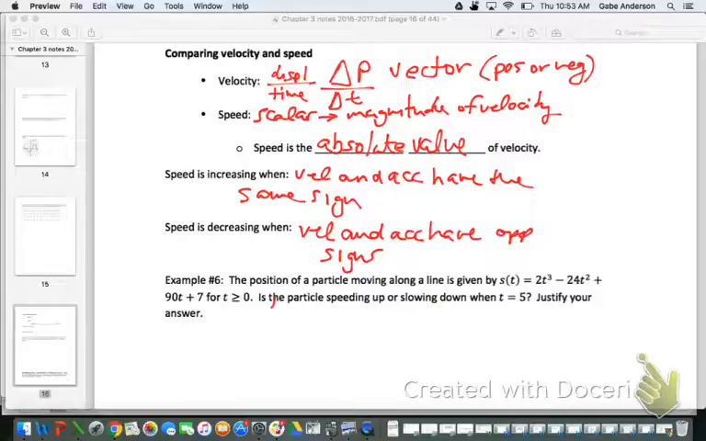You can see we've got this example right in front of us. Just a reminder from what I said before, we don't want t equals 5. That's a bad value for this particular question. So I think t equals 2 will work fine. It says the position of a particle is given by s of t. I've given you a position function, and then it asks, is the particle speeding up or slowing down? Another way to say it is, is the speed increasing or decreasing, when t is equal to 2. You're supposed to justify your answer, so show your work and have one of those concluding statements.